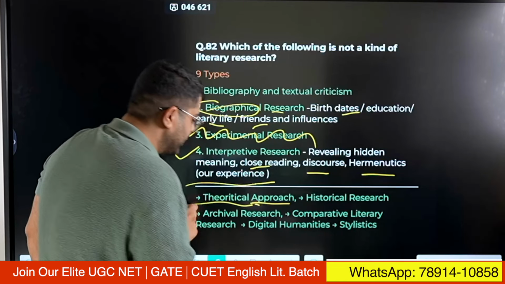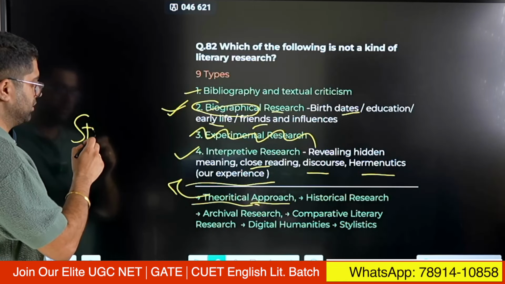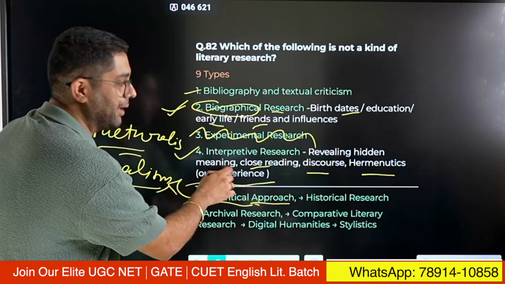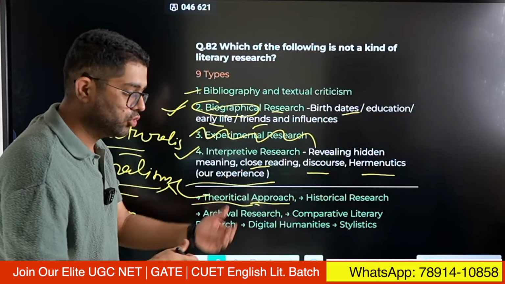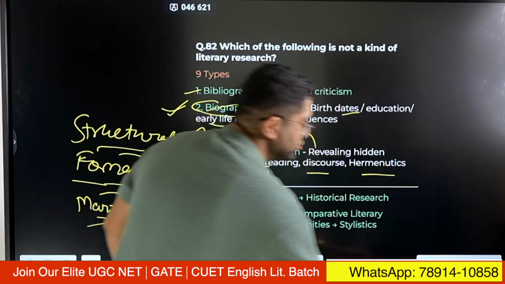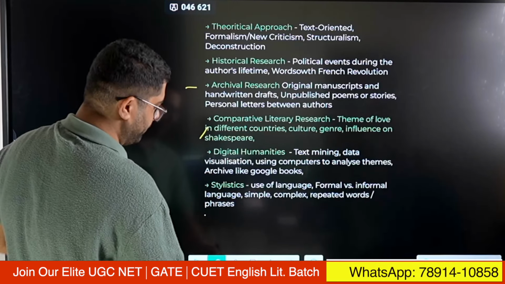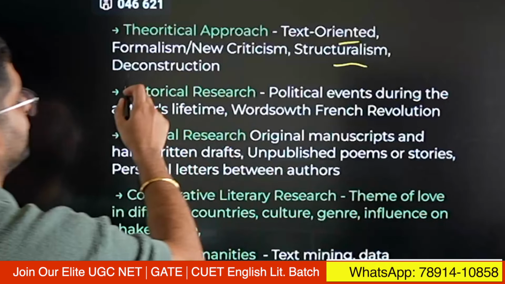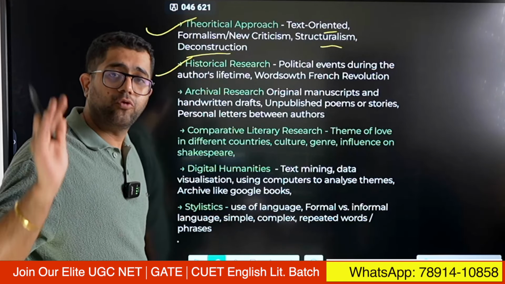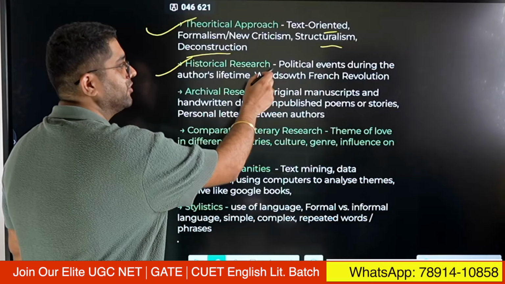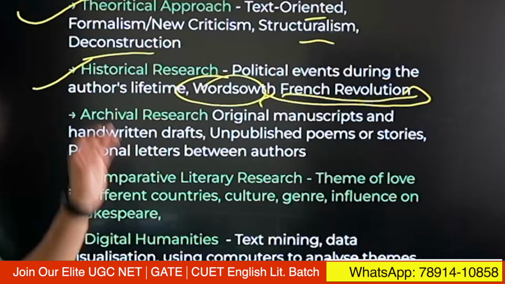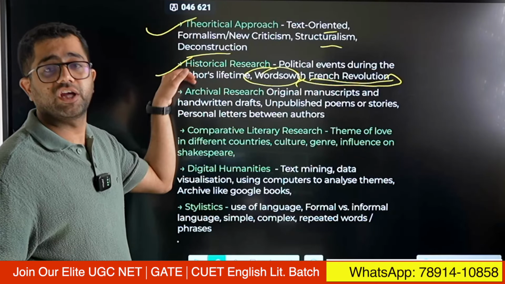Then we have the theoretical approach: theory, structuralism, formalism, Marxism. These are the theoretical approach. This is the practical approach. You see, close reading, discourse, and hermeneutics, you are listing out the types of research included in interpretation. But theoretical approach means when you are talking about formalism, new criticism, text orientation, structuralism, deconstruction, that is theoretical research. Then comes historical research. What are the influences of events in the life of the author? For example, William Wordsworth lived in the age of the French Revolution. How did the French Revolution influence the thoughts of William Wordsworth? That comes under historical research, which is different from historical bibliography.